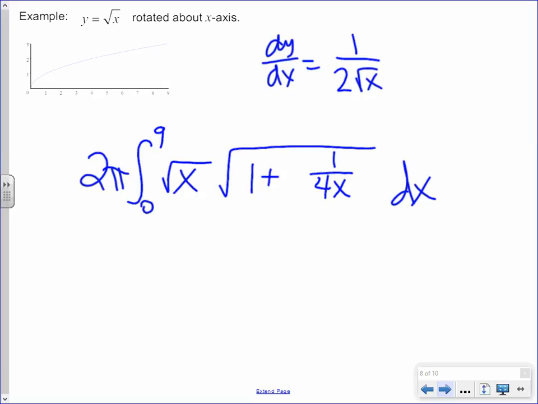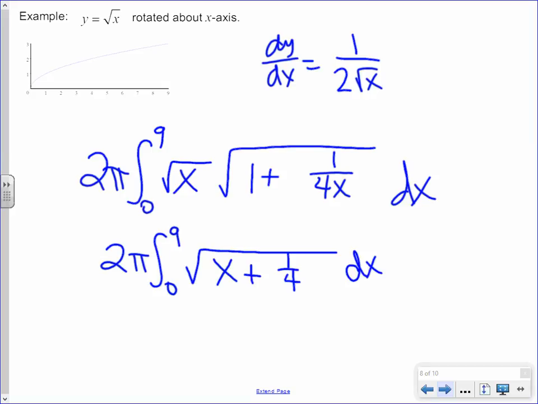Okay. Now, what can we do with our radicals? When we multiply radicals, we multiply what's underneath. So this becomes 2 pi integral 0 to 9 of radical x plus 1/4. X times 1 is x. X times 1/4x is 1/4. Right?